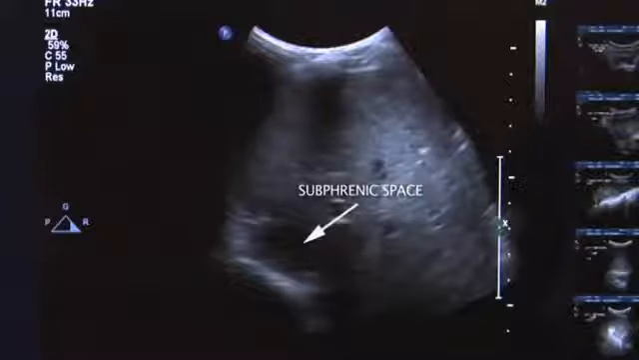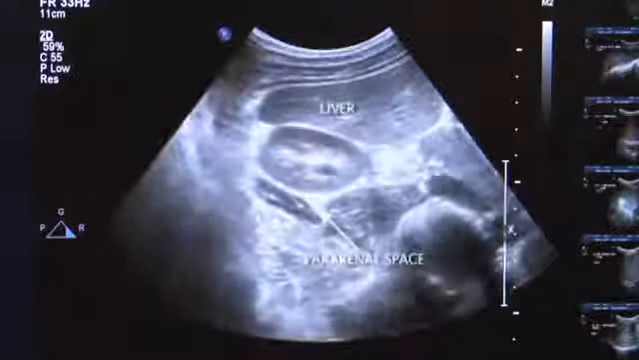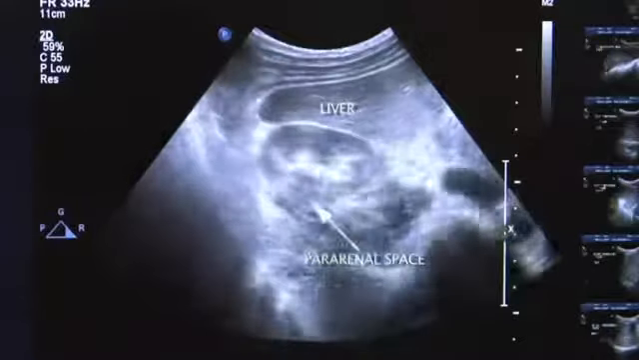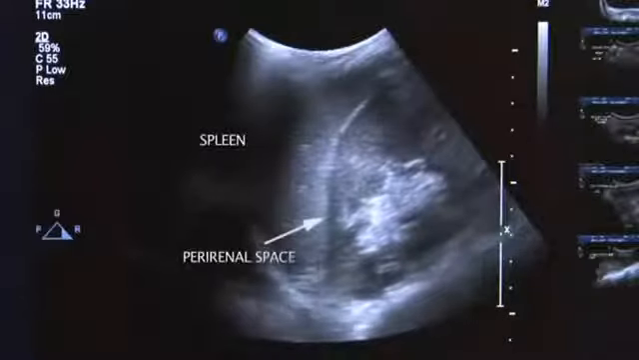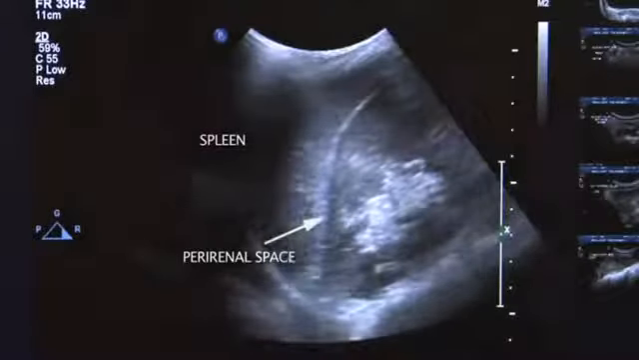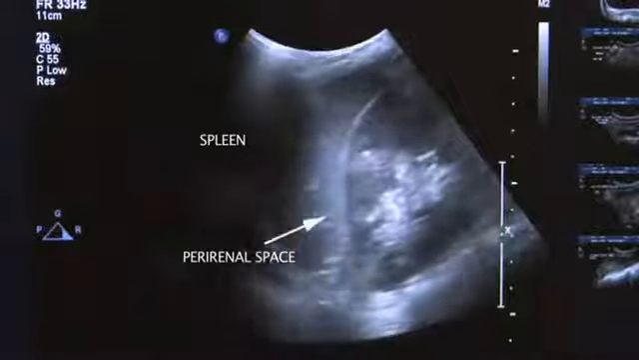Scan the subphrenic space by placing the transducer intercostally to identify any fluid or mass in the area. Using the liver as an acoustic window on the right and the spleen on the left, scan the perirenal and pararenal spaces in the longitudinal and transverse planes.